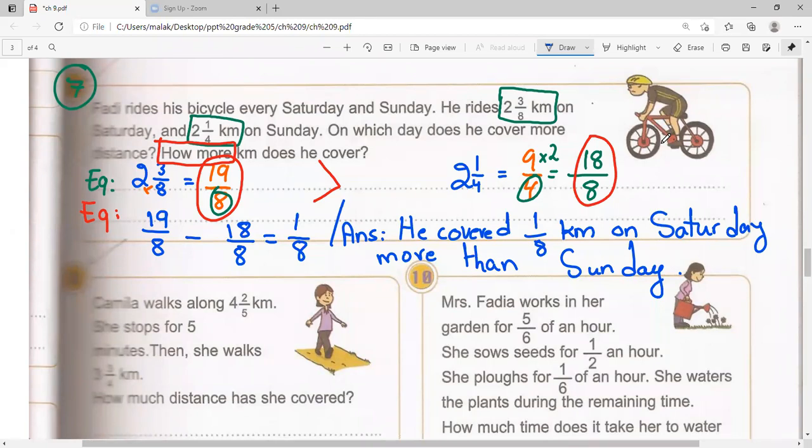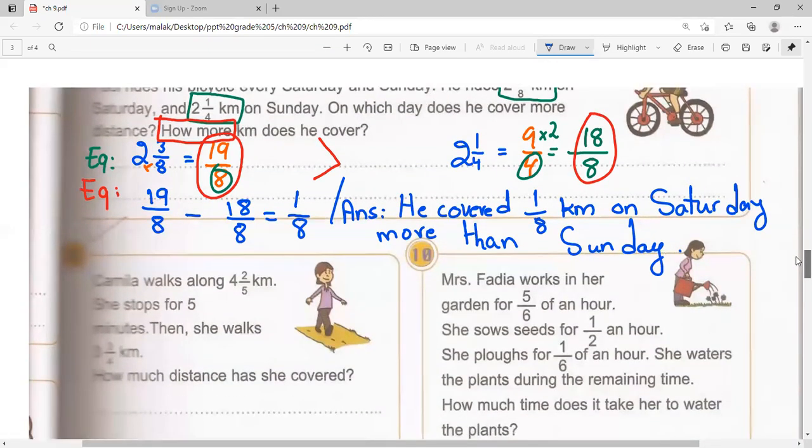1 over 8, is it less than 1 kilometer or more than 1 kilometer? Less, exactly, because it's a proper fraction. And he covered less than 1 kilometer more on Saturday.